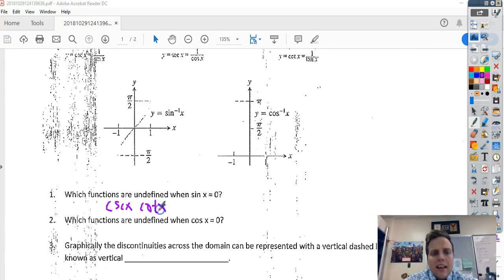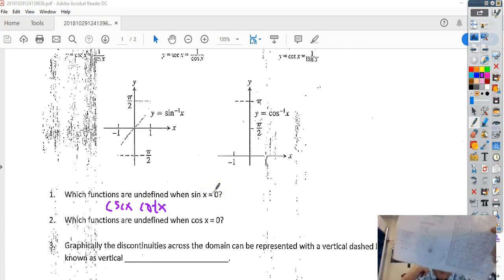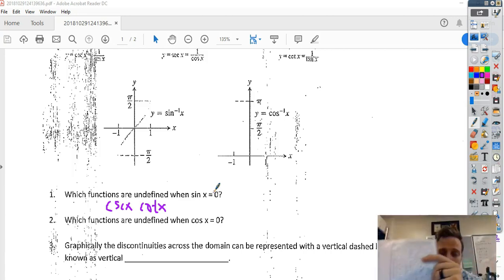And number 2 is the exact same thing. Which trig function is undefined when cosine x equals 0? Now, the reason this one's harder is you got to find where cosine x equals 0. Cosine x equals 0 at pi over 2. And then we see that the two that are undefined are tangent and secant. So tangent and secant.